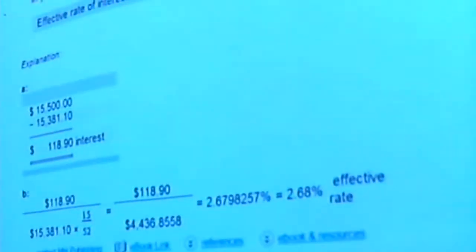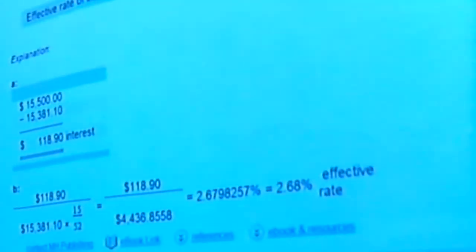So do you see what's happening here? It's very simple. You subtract what he paid from the face value. So this thing's actually worth $15,500. So in the end, this is what he earns from his investment.